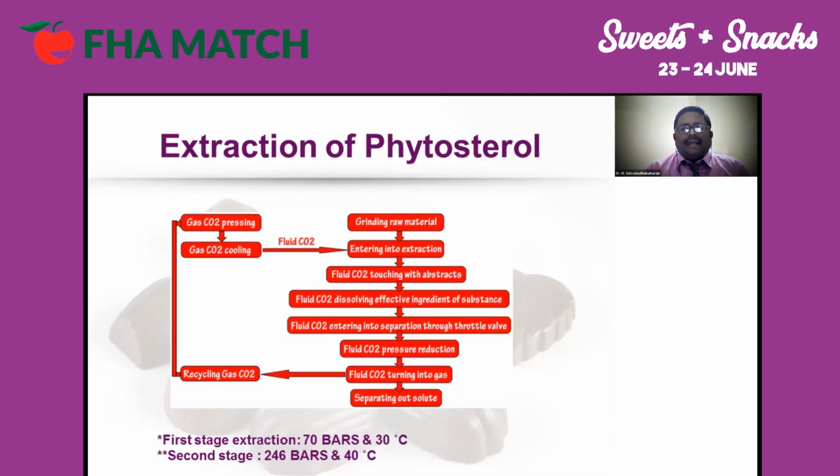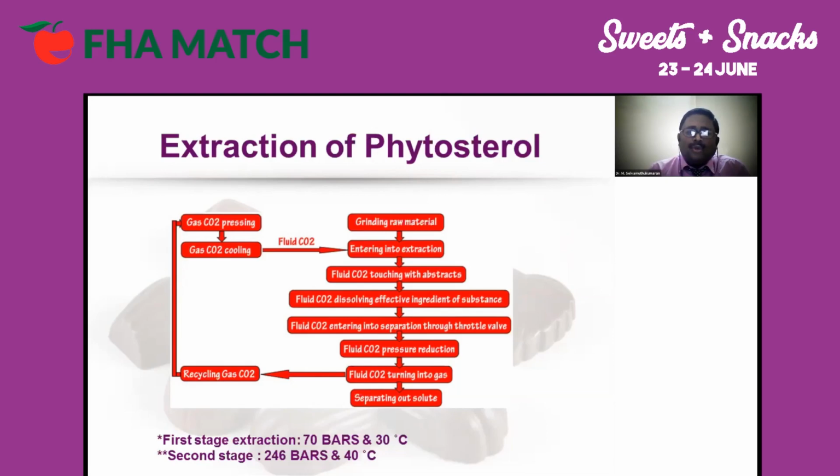Here we are using the fluid CO2. The fluid CO2 enters the extraction tank and touches the raw material. It will get mixed with the ingredients, and it will leach out the phytosterols which are present in the wheat germ.